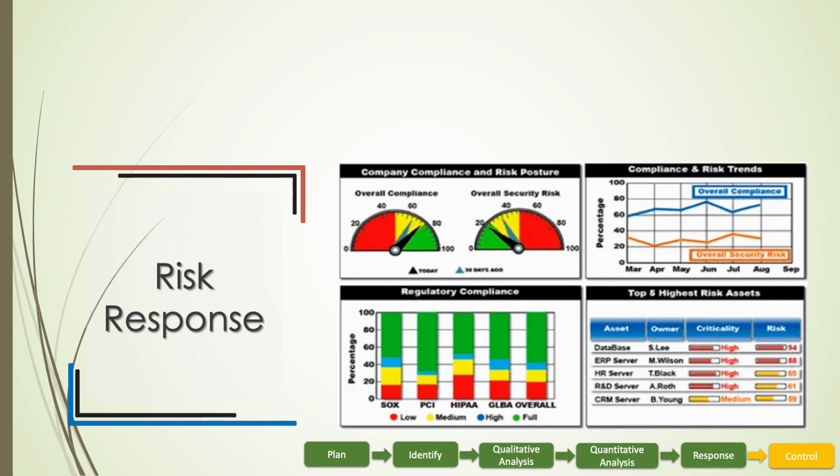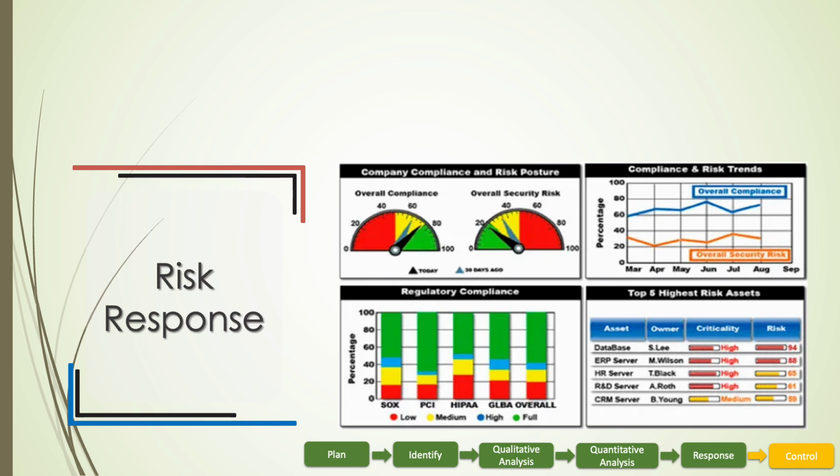In addition, regulatory compliance is broken down across major standards like SOX, PCI, HIPAA, and GLBA, using an easy-to-read color coding that differentiates full, high, medium, and low compliance levels. This visual clarity ensures that gaps are quickly identifiable and addressed proactively.